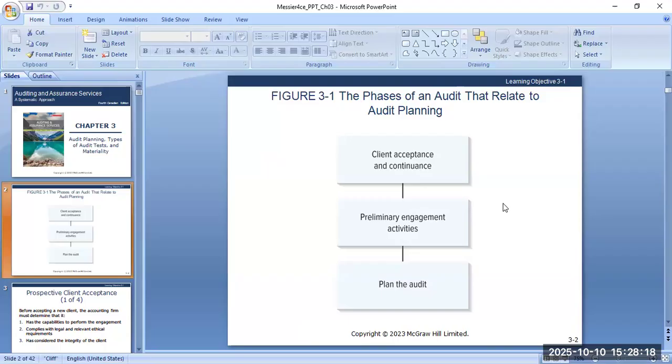Now in the audit, you have two scenarios. One scenario is you accept a new client. The second scenario is you're dealing with a client that you already have, and you just continue working with the client. Those are the two basic scenarios. Under each scenario, you're going to have to do these preliminary engagement activities, and then you're going to start planning for the audit.